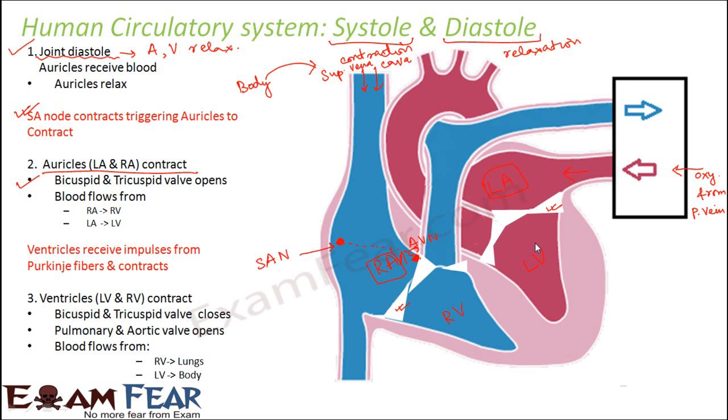So now in this picture, I'll just show you with an animation, but I'll just show you about the deoxygenated part just to avoid confusion. So what happens? As soon as the auricles contract, this valve opens, that is this tricuspid valve opens and blood starts to flow from right auricle to right ventricle, right? Similarly, it happens on the other side also. This valve will open and blood will start to flow from left auricle to left ventricle.